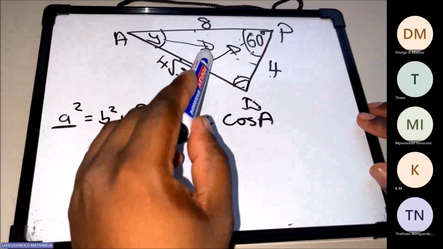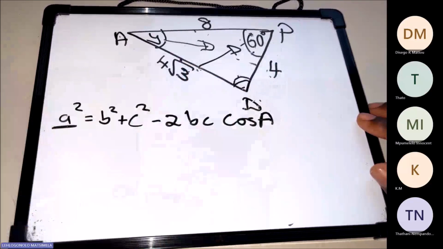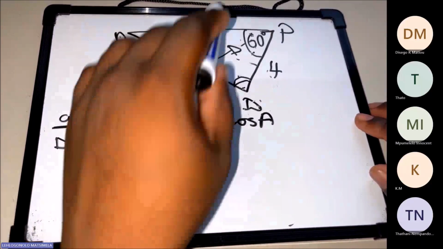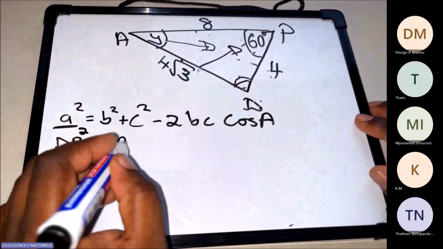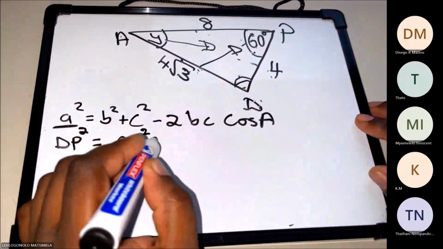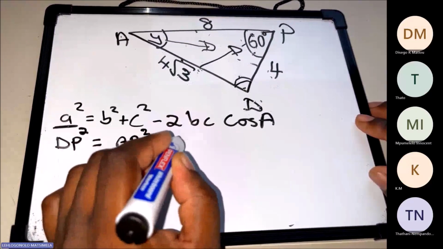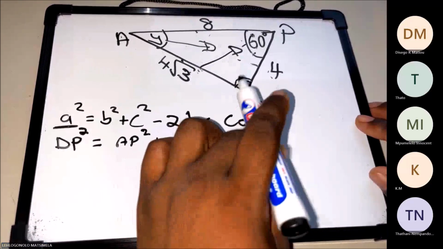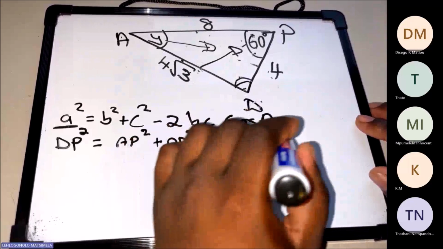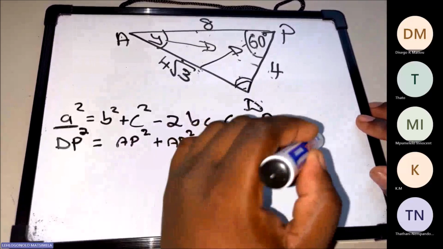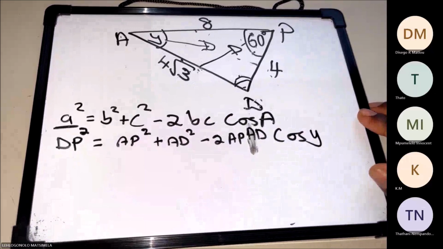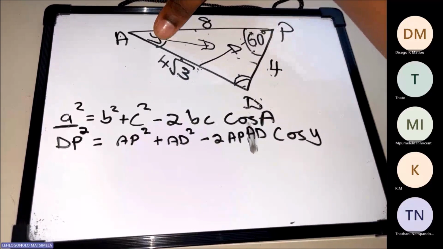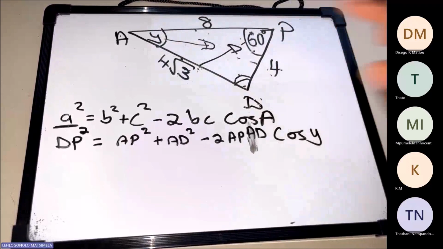Then that side is side 4, and 4 is DP. Then I will have DP to the power of 2 is equal to, then any of the two sides I choose in between, that AP, it's B, plus AD, it's C, minus 2 AP AD cos of angle Y. See now, we're looking for angle at Y, so we must use the opposite side to angle Y.